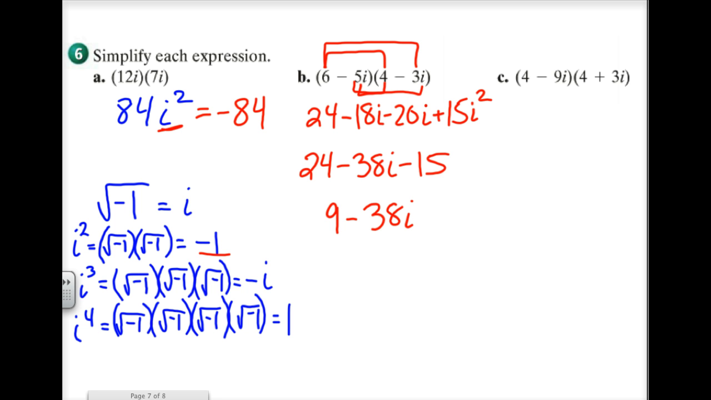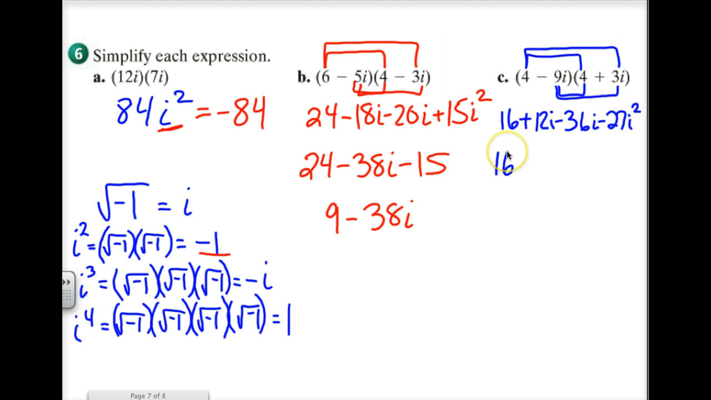Let's do it again. I'll show you a second example of the same idea. 4 times 4 is 16. 4 times 3i gives me a positive 12i. -9i times 4 is -36i. And -9i times 3i will give me a -27i squared.